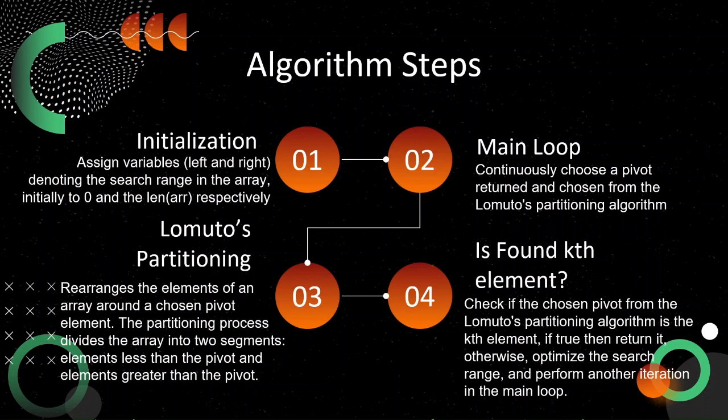Returning to our main loop, we are going to check whether we found our kth desired element or not, based on the p returned and chosen from the Lomuto partitioning. If so, we reach our final result. Otherwise, we update the left and right variables. If the k is greater than the p, we will look at the right subarray and only update our left pointer. If the k is smaller than the p, we will look at the left subarray and only update our right pointer. Then perform another iteration in the main loop.